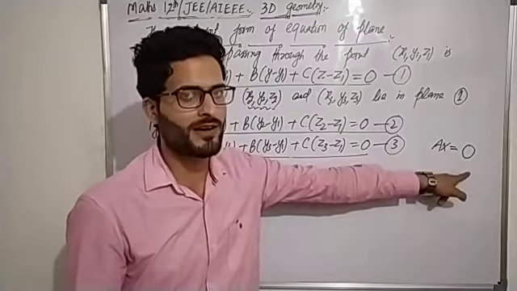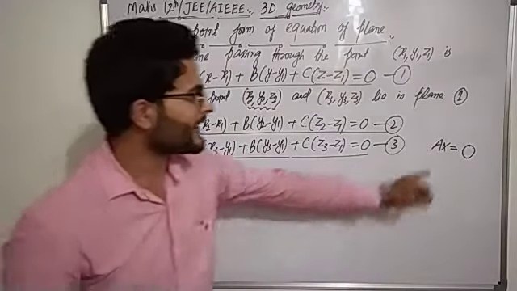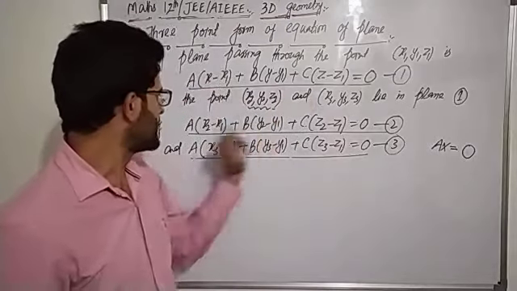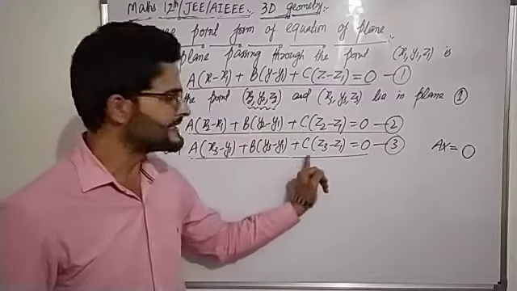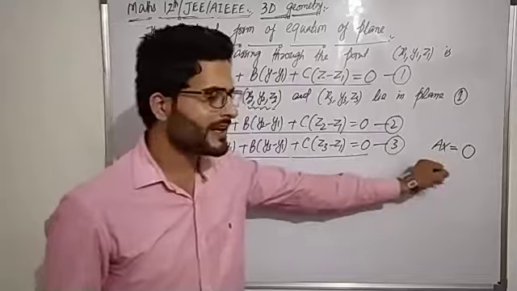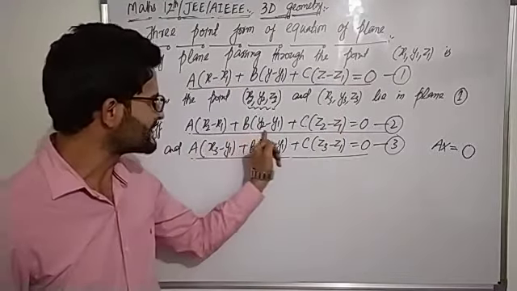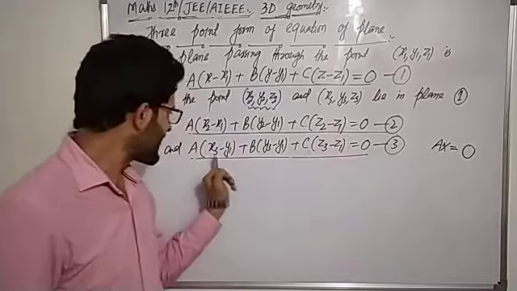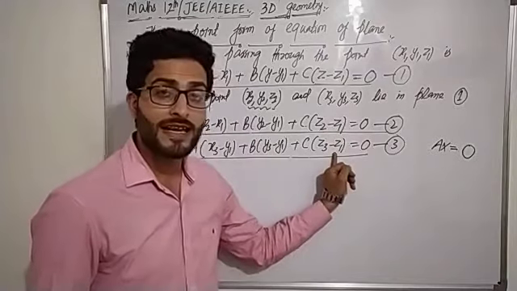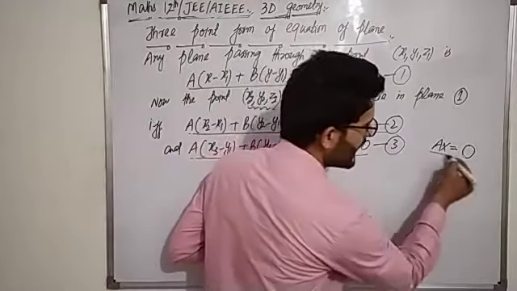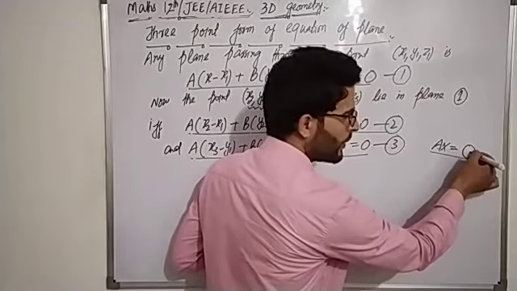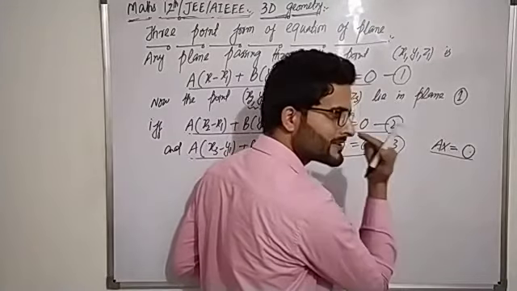We have studied this in determinants. Now A matrix would be equal to [a b c; a b c; a b c], right? And X matrix would be equal to [x minus x1, y minus y1, z minus z1; x2 minus x1, y2 minus y1, z2 minus z1; x3 minus x1, y3 minus y1, z3 minus z1]. Then we will solve this. AX is equal to O, that is a null matrix, zero matrix.